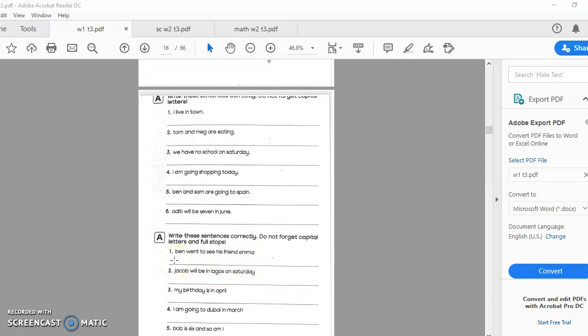Ben is a name, so we have to rewrite the sentence with a capital B. Went to see his friend Emma with a capital E, and you add your full stop. So you'll do that for the rest of the activity. So from 1 to 5, you have to rewrite the entire sentence.